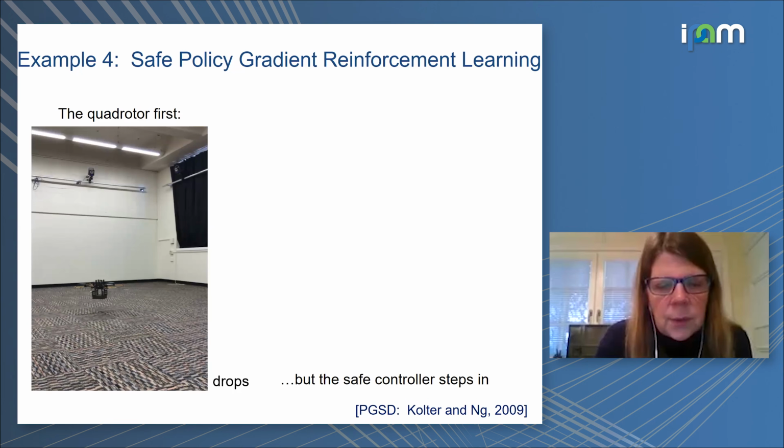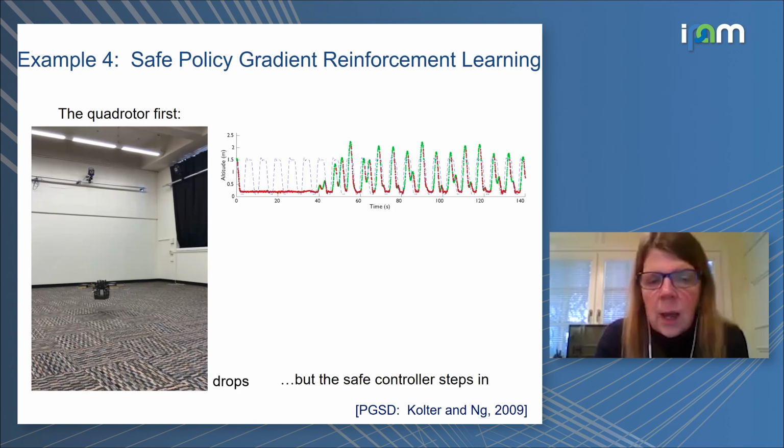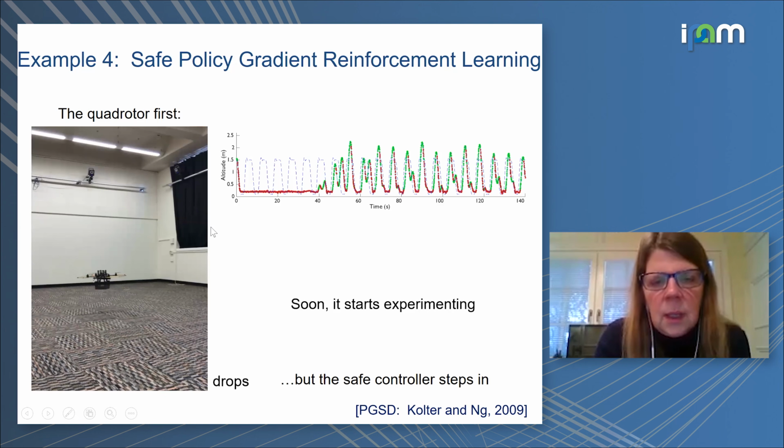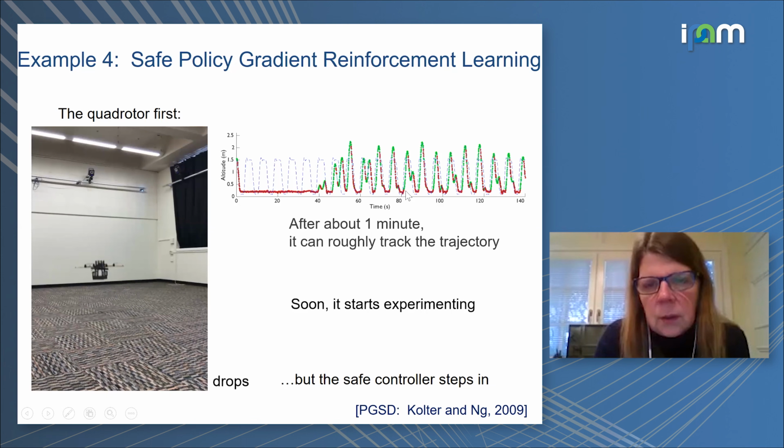So here it drops down to the bottom. It doesn't crash because the safe controller steps in. Here it's sped up a little bit. And then after a little bit of time, it starts to do a pretty good job of tracking this desired trajectory, this blue dashed line. The red is where the safe controller is stepping in, so it doesn't violate the safe envelope near the floor.